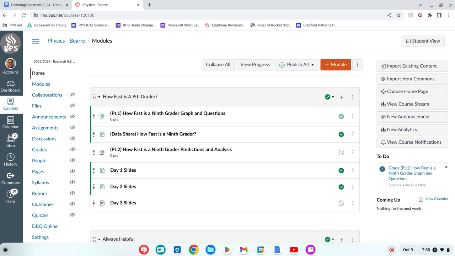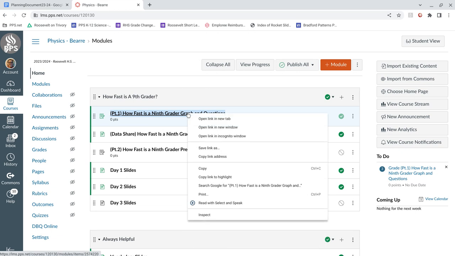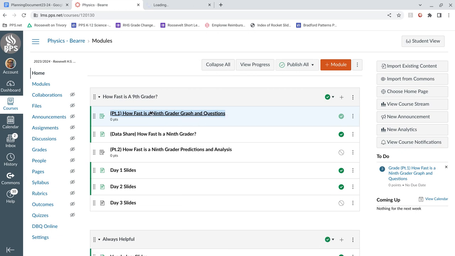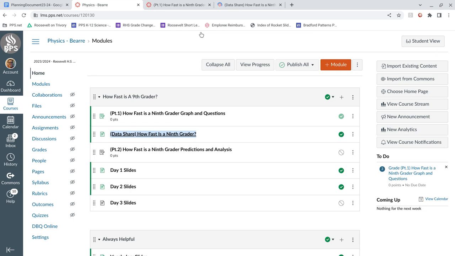Alright class, today you will be graphing on Desmos. I'm going to show you how and where to do that. So you're going to want to open this tab. That's your assignment today, how fast is a 9th grader graphing questions. And then you're also going to need your data open as well that we collected last week. So make sure you have those two open.